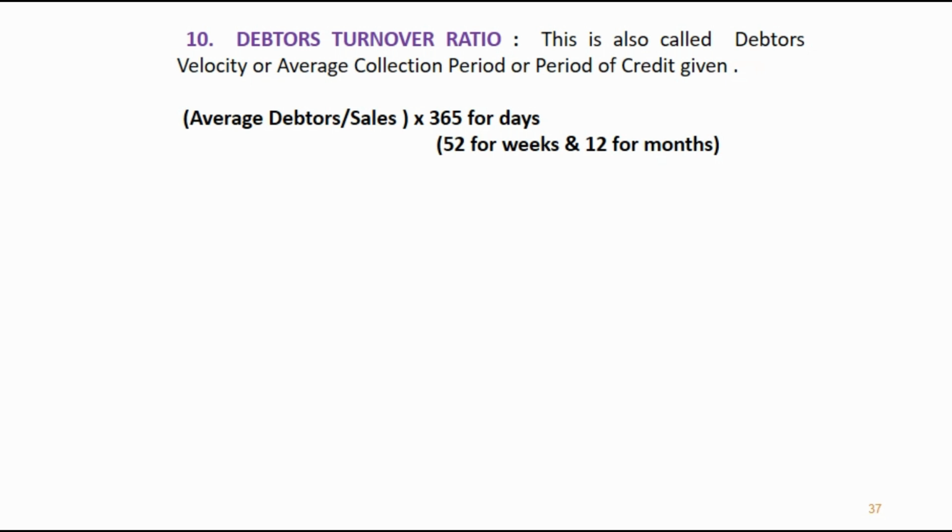Debtors turnover ratio is also called debtors velocity or average collection period or period of credit. So average debtors divided by sales into 365 for days.